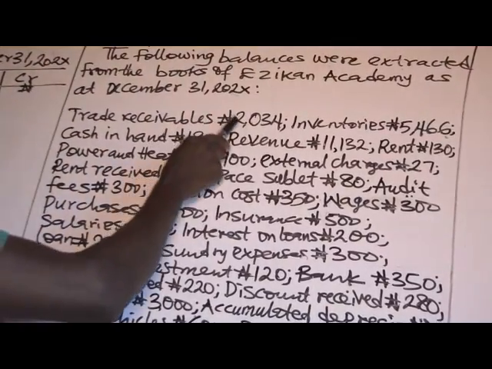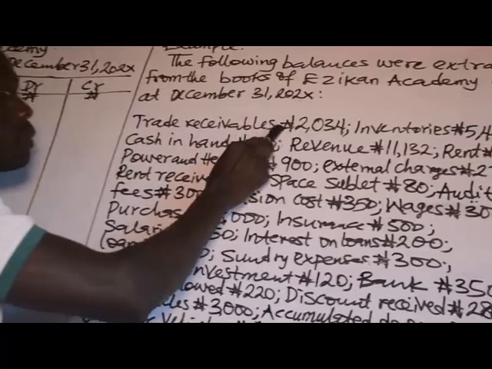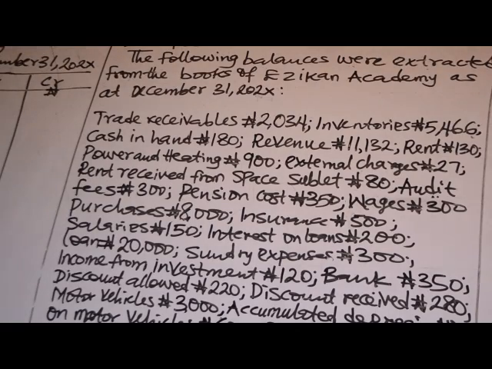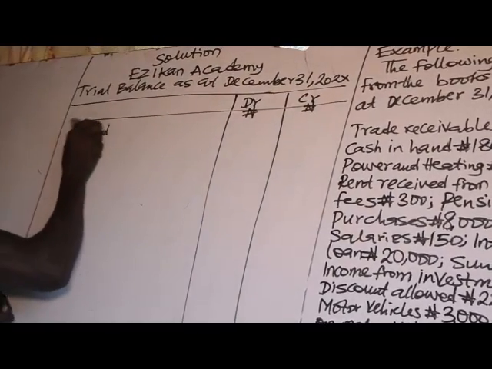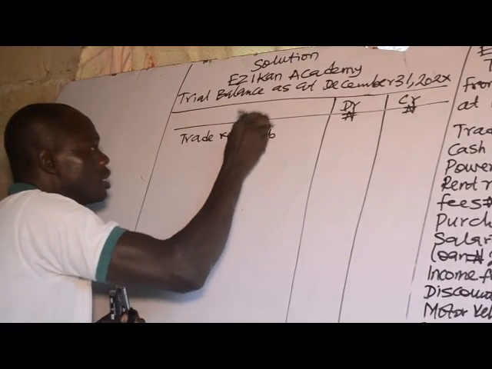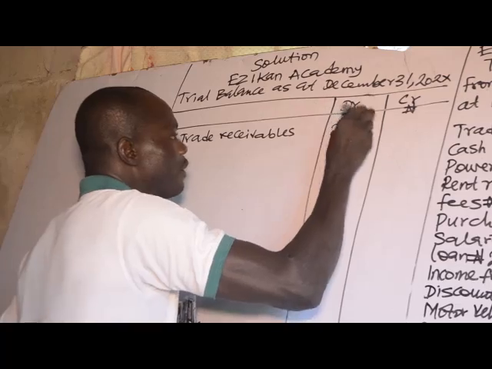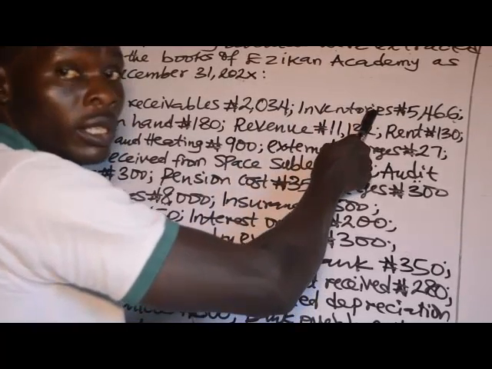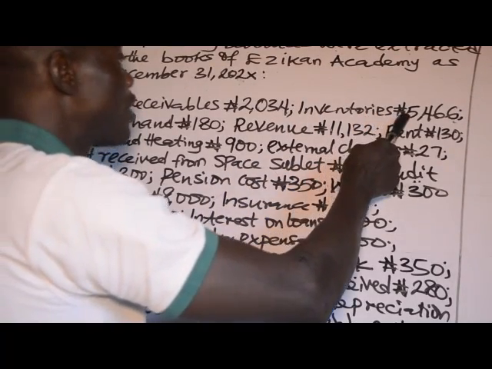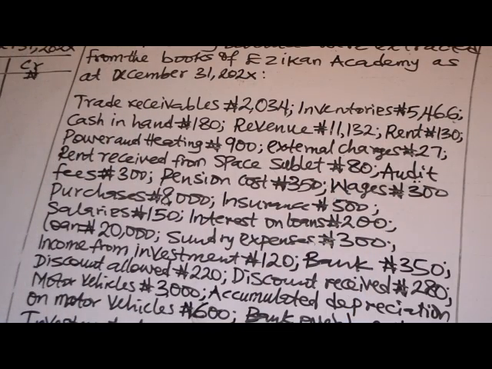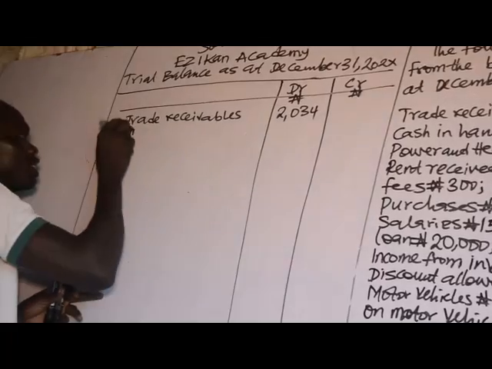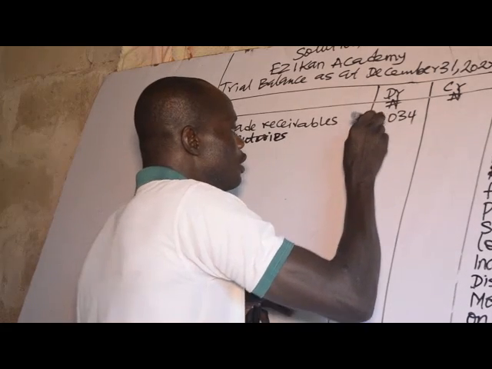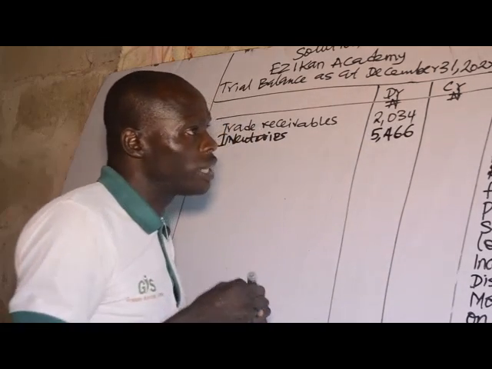Trade receivables 2,034. Trade receivables is an asset. An asset should take a debit entry. So we debit the trial balance: trade receivables 2,034. Then back to the question. We have inventories. Inventories is an asset. We have 5,466. An asset should take a debit entry. Therefore, inventories of 5,466 should be debited.